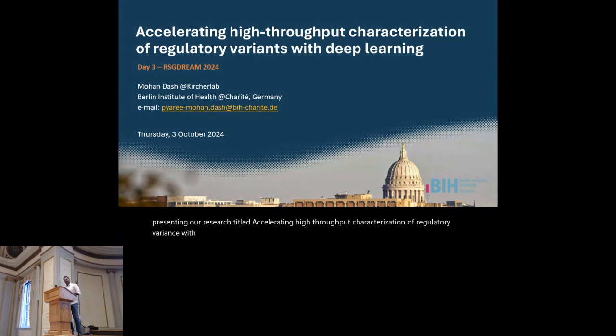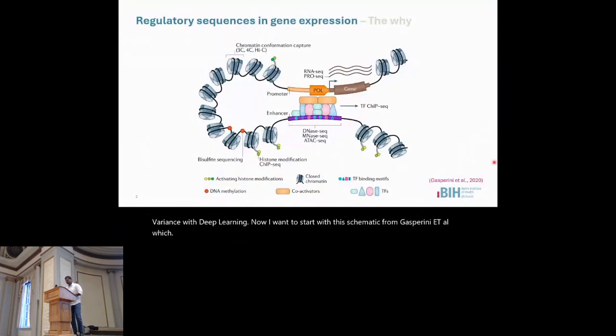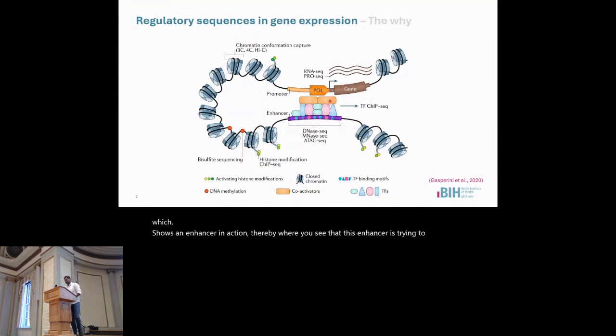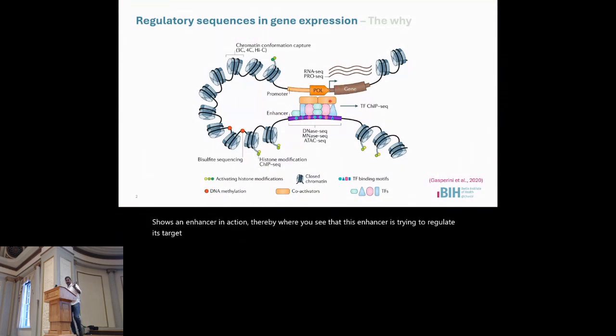I want to start with this schematic from Gasparini et al., which shows an enhancer in action, where you see that this enhancer is trying to regulate its target gene. FYI, enhancers play a crucial role in regulation of gene expression, which underpins human development and homeostasis. And this picture also shows all kinds of biochemical annotations that we tend to use for nominating enhancers and can also utilize to map enhancers to their target genes.